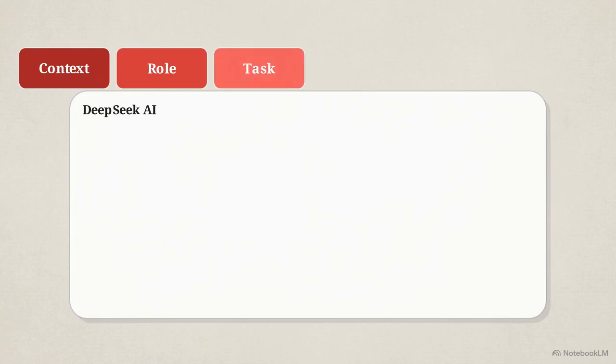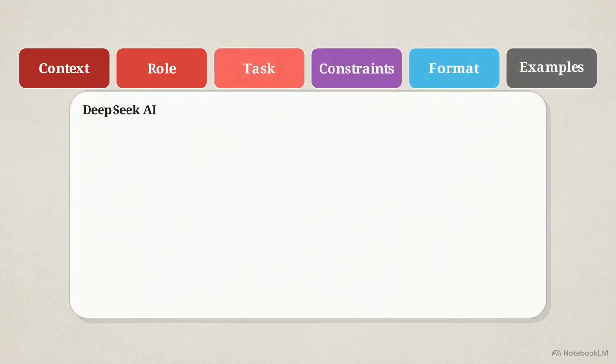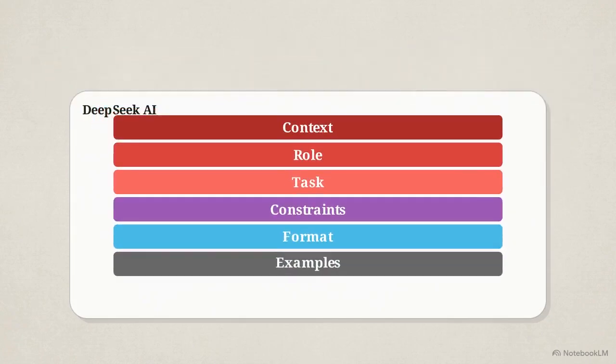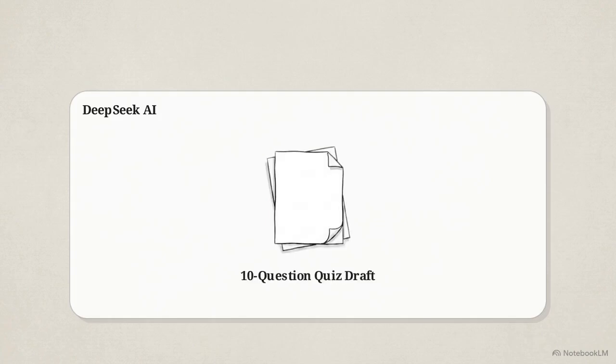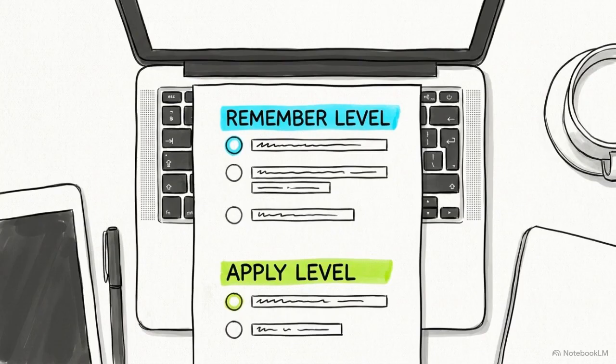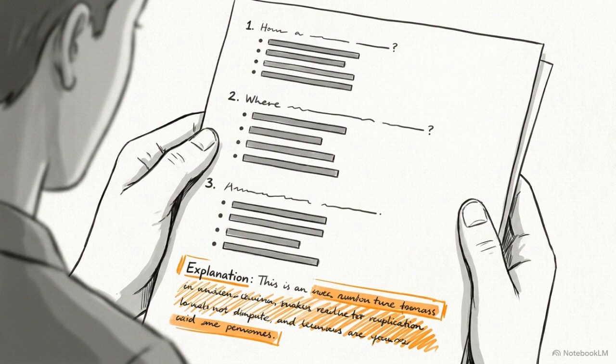To get a usable draft, you construct a 6-element prompt. You assign context, role, task, constraints, format, and examples. This framework constrains the AI to your teaching materials. You paste this instruction set, with your notes, directly into the DeepSeek interface. Within seconds, the tool generates a structured 10-question quiz. It assigns the requested Bloom's level to each item, writes the question stems, lists 4 options per question, and outputs an answer key with brief explanations.